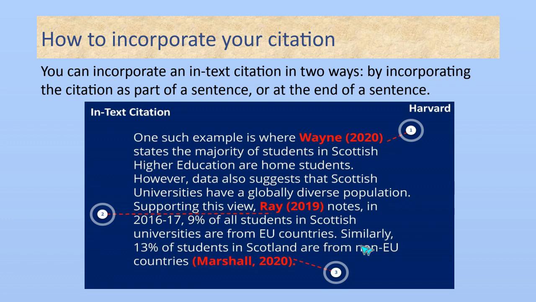And then it says at the end, similarly, 13% of students in Scotland are from non-EU countries. Marshall, comma, I think that says 2020. So that is called author prominent. See, the author comes first, and then at the end there you have a paraphrase, and then it's Marshall 2020. That's called information prominent, because the information comes first. So you have the paraphrase that comes first, and then Marshall 2020, both within the bracket.